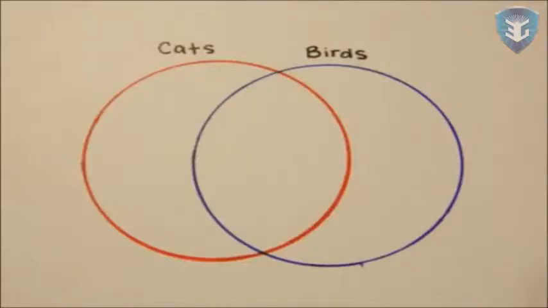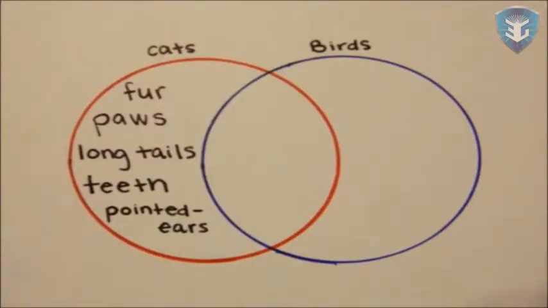Next, label the objects that you will be comparing above each circle. I will be comparing cats and birds, so I wrote cats above the first circle and birds above the second circle. After you have labeled each of your circles, begin to list the characteristics of your first object in the first circle. The characteristics that you write should be differences. Don't write in the overlap part of the circle yet. This will be used later.